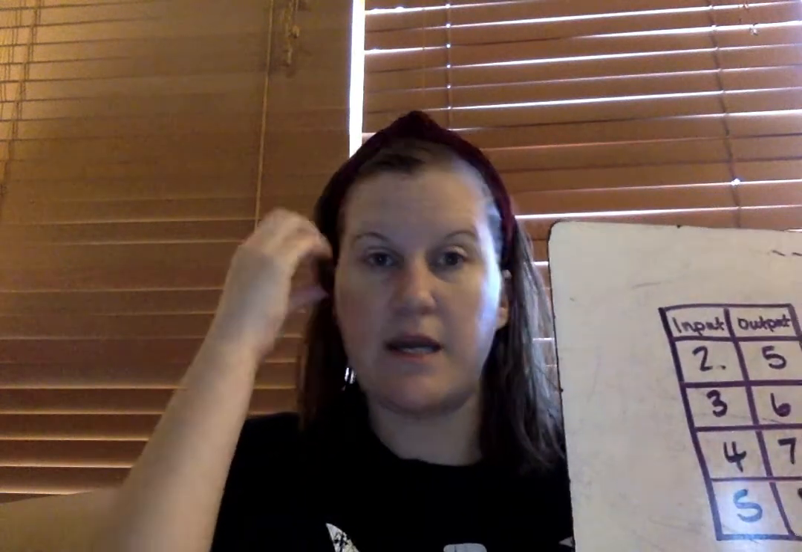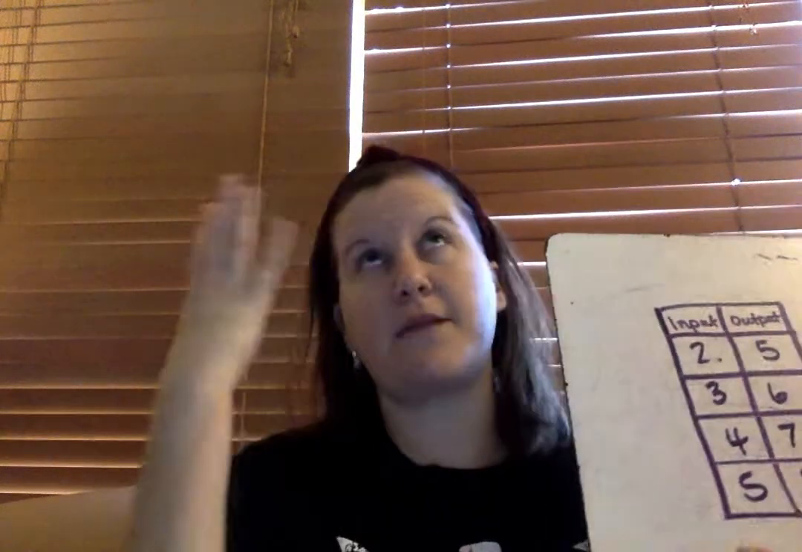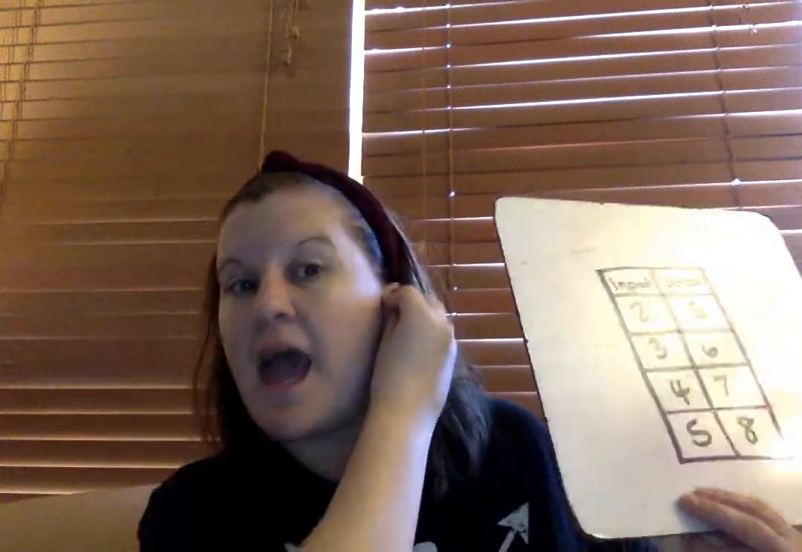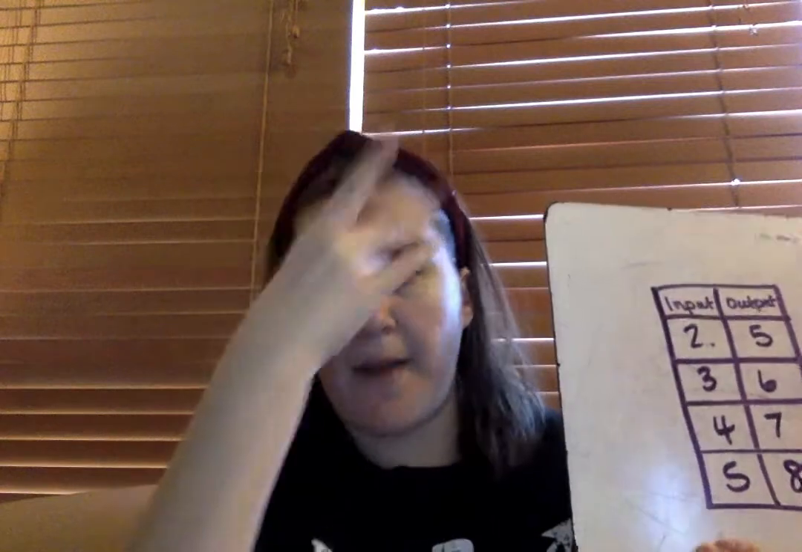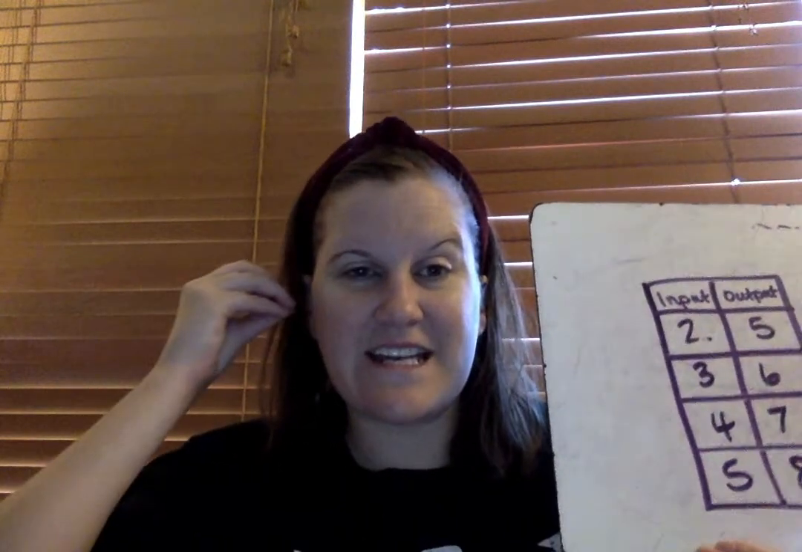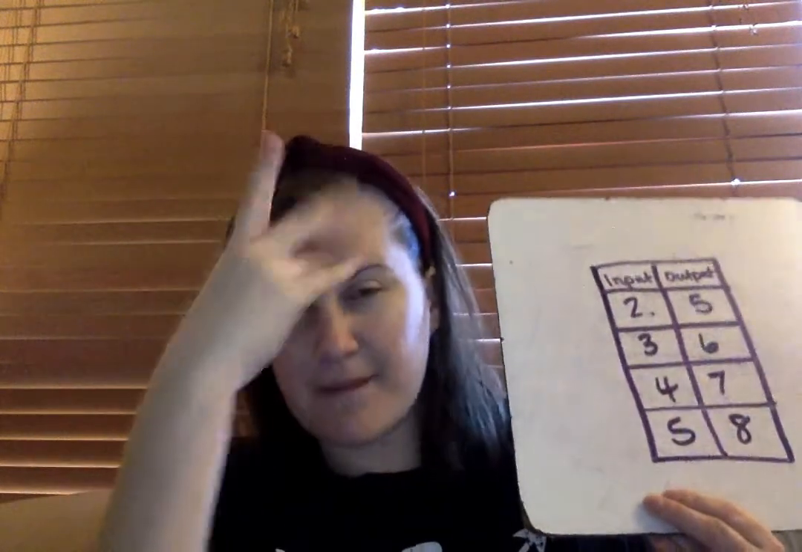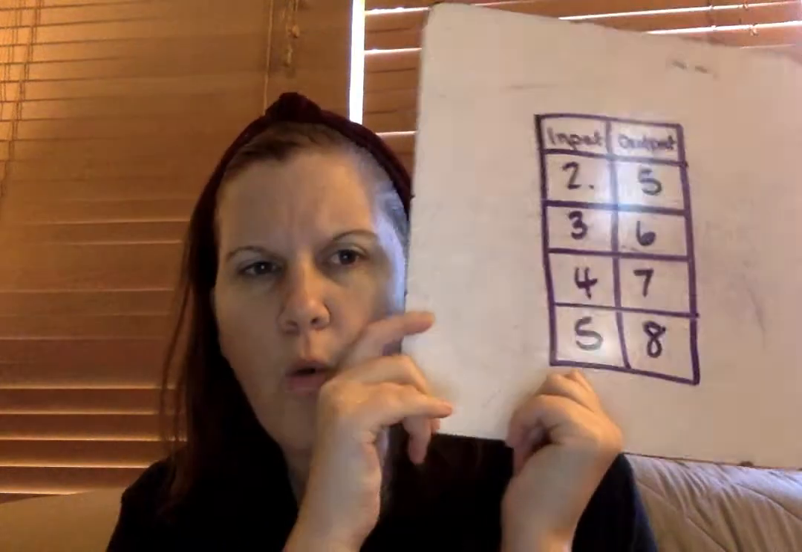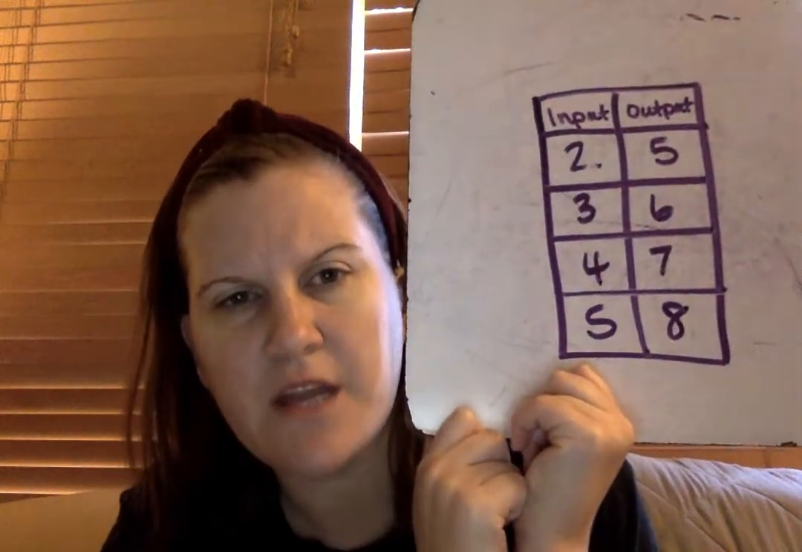Then a 3 is put in. Something's happening to that 3 inside Miss Murphy's brain. And then a 6 pops out. Next, the input is a 4 that goes in. Something happens inside Miss Murphy's brain for a 7 to pop out. A 5 goes in next. Something happens inside Miss Murphy's brain for an 8 to pop out. What must that rule be? What is happening each time to the input?